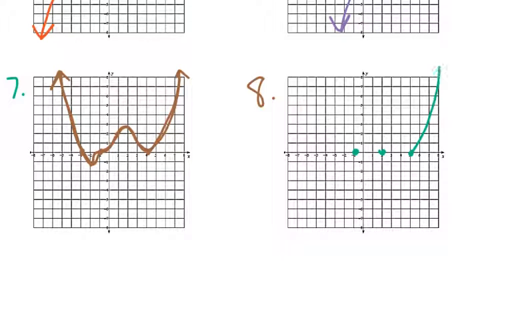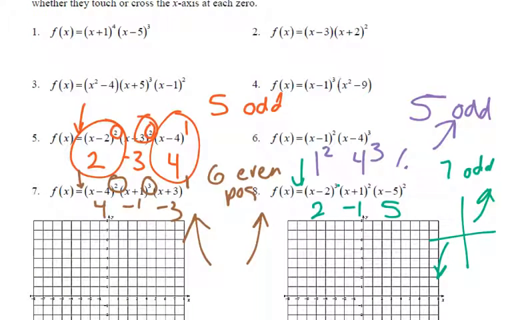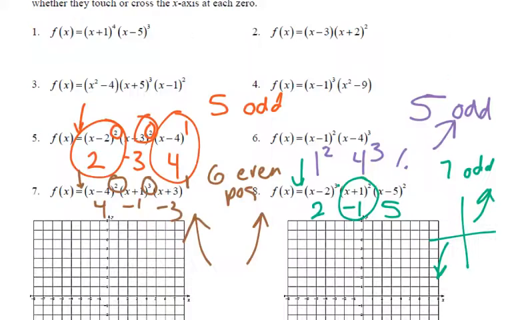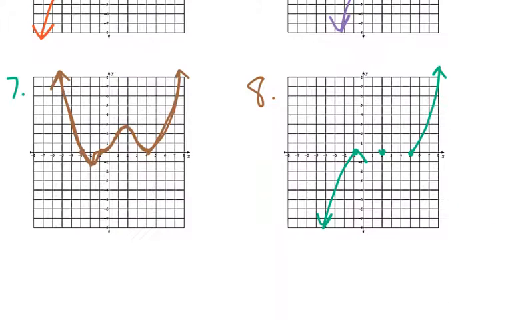So from 5 it's going up, from negative 1 it's going down. Negative 1, it's bouncing, so it bounces down. At 2 it's crossing because it's got a multiplicity of 3. And then at 5 it bounces again. So it'll look something like that.